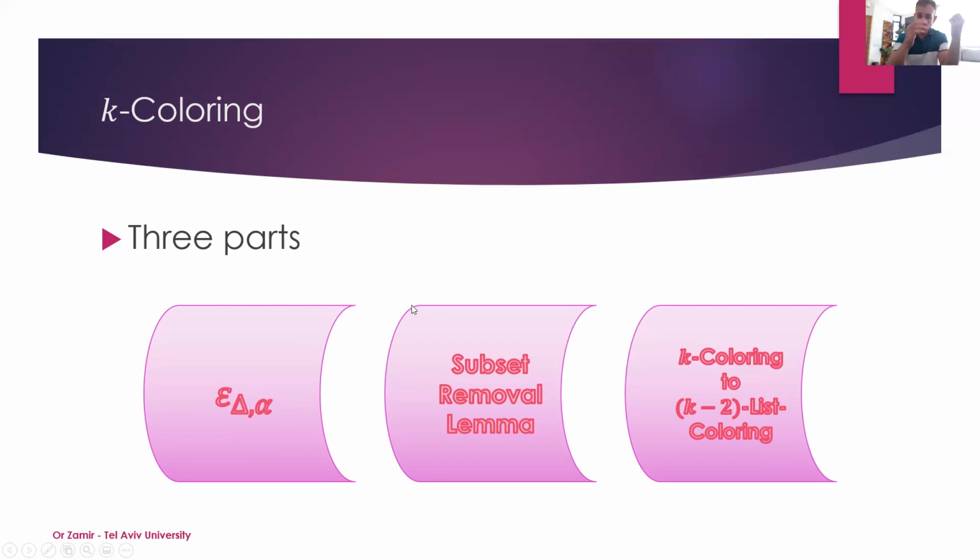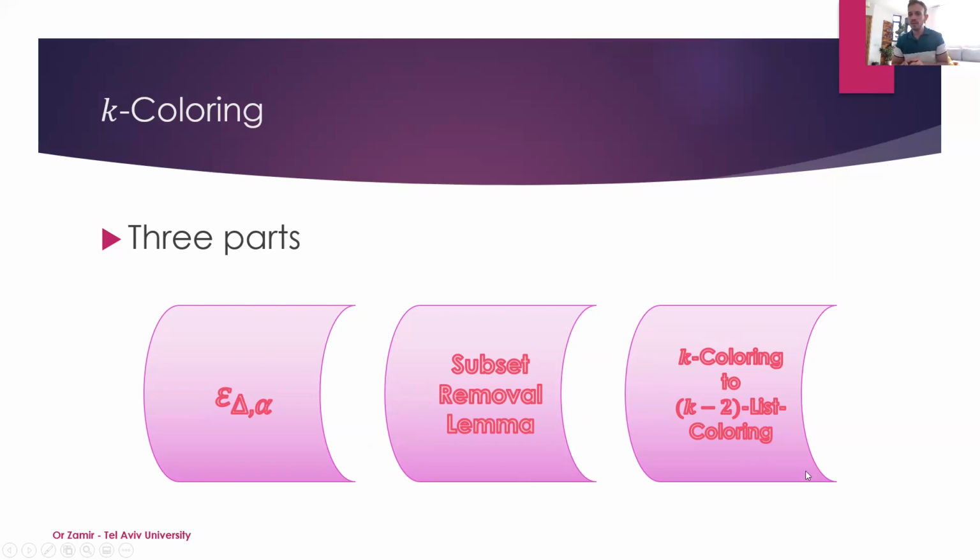And this is what I'm going to focus on for a bit longer, because this might be useful for other things. This is somewhat more general than what we need for this result. This is some subset removal lemma that we are going to discuss in a bit. And the last part is using this more general result as a building block for a reduction between k coloring and k minus 2 coloring.